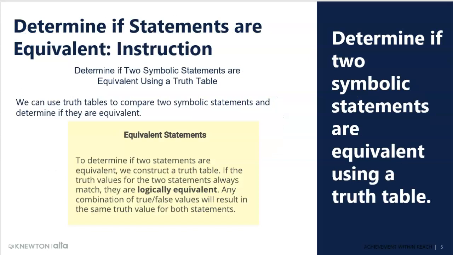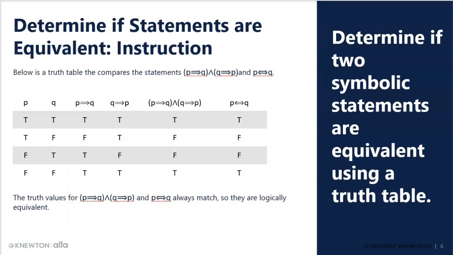So we can use truth tables to compare two symbolic statements and see if they're equivalent. In order for two statements to be logically equivalent, the final column that shows the output of each statement has to be exactly the same in each row. So for example, this truth table is going to compare if P then Q and if Q then P with the biconditional P if and only if Q. So we've got a compound statement here and another simple statement here, and we want to see if they mean the same thing.